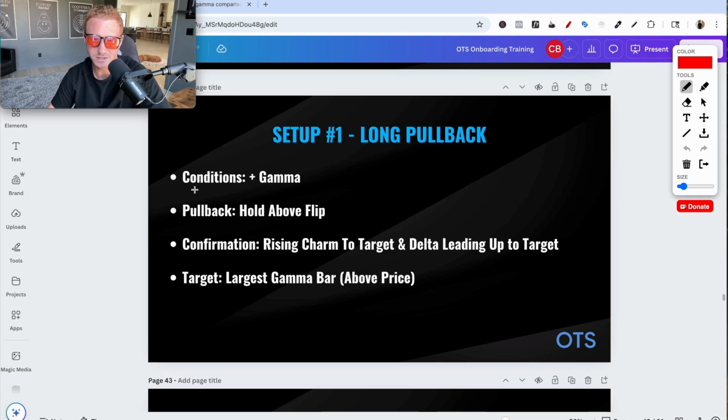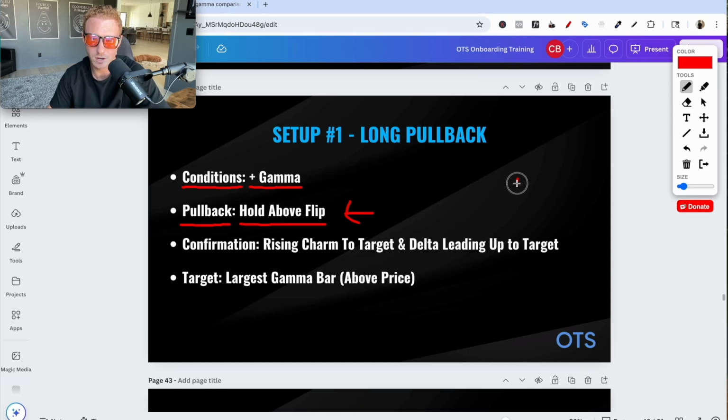So for this, I position it in a way where traders will understand it more. The first thing is the conditions. What do we need? We need positive gamma, meaning there's going to be a little bit lower volatility. The pullbacks are going to get bought up, if you remember what we talked about with gamma. And then we're looking for a pullback, so we basically want us to hold above the flip. Remember, the flip area is where we go from positive to negative.